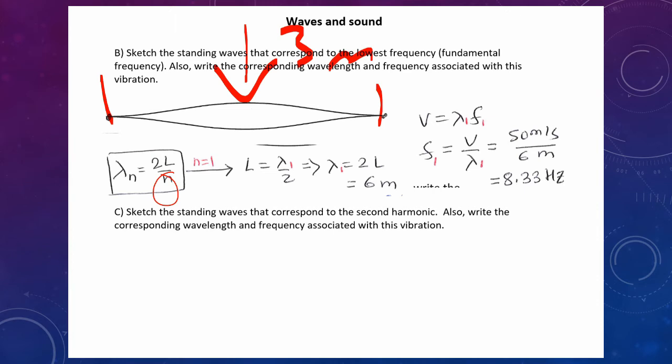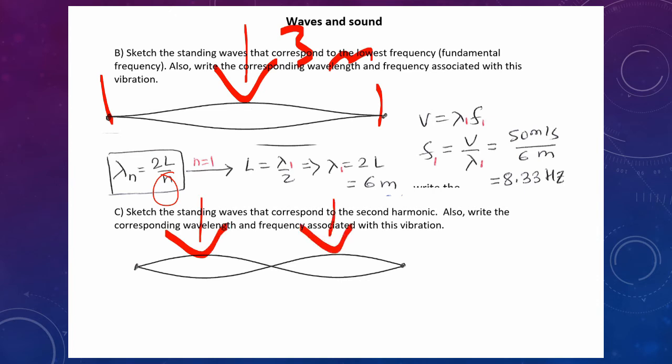Now, part C, we do basically the same thing. The difference here is it's now the second harmonic. So what do you think the second harmonic would look like? If you guess that it has 2 antinodes, you are correct. Once again, the antinodes are the maximum points right here.